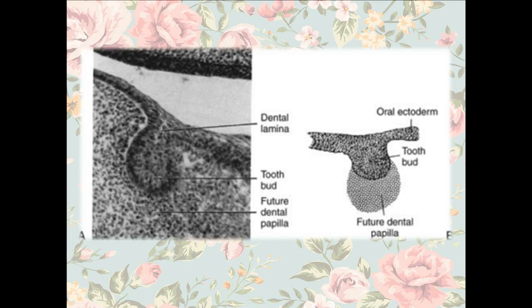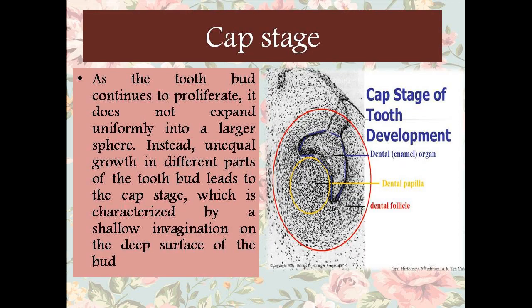Both the dental papilla and the dental sac become more well defined as the enamel organ grows into cap and bell shapes. Cap stage. As the tooth bud continues to proliferate, it does not extend uniformly into a larger sphere. As I said, it does not grow uniformly. Instead, you see an unequal growth in different parts of the tooth bud, which leads to your cap stage. That is what gives the enamel organ a cap shape, which is characterized by a shallow invagination on the deep surface of the tooth bud. So this invagination is nothing but your ectomesenchymal cells proliferating to form your dental papilla.